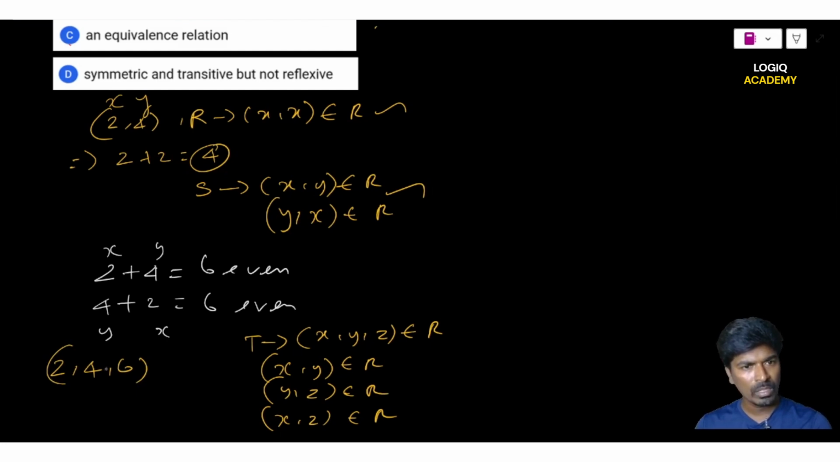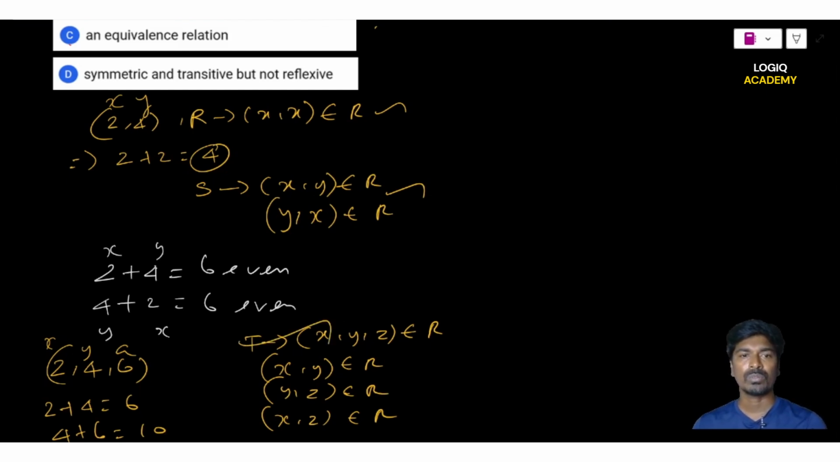2 plus 4 is 6. 4 plus 6 is 10. So this is x and this is y and this is z. First I am going to check x plus y: 2 plus 4 is equal to 6, even. Then I am going to check y plus z: 4 plus 6 is equal to 10. Then I am going to check x plus z: 2 plus 6 is equal to 8. So all are even. So it is transitive.